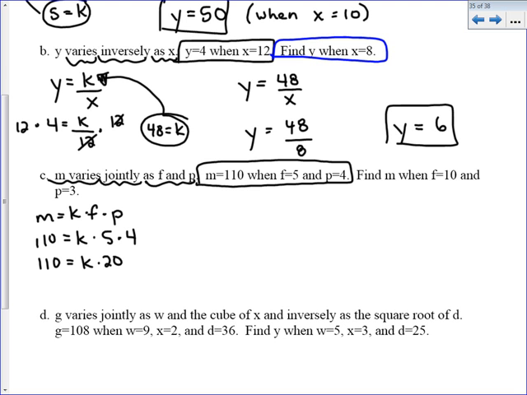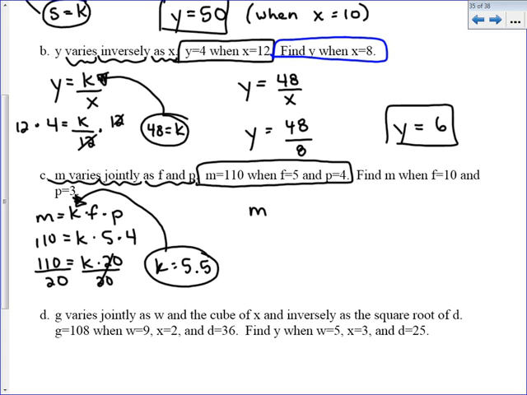And then to solve for K, what do I need to do? Divide by 20. If it's being multiplied, divide. If it's being divided, multiply. So I get K equals 5.5. It will not always be a whole number. And what am I going to do with this 5.5? Put it back in. Go back to the original, back to the first thing we wrote, and put that K in. So my equation to answer the question is M equals 5.5 times F times P.